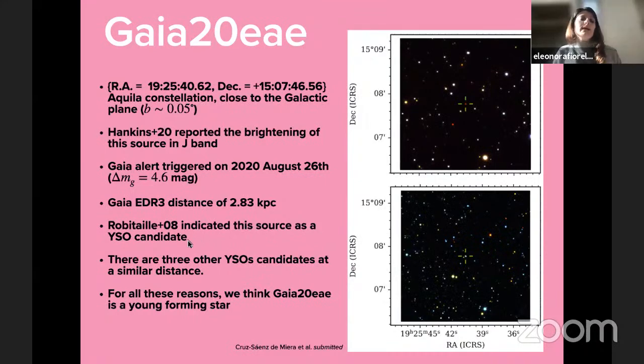But still, looking at the catalog of candidate YSOs by Robitaille et al. 2008, this source is labeled as a candidate YSO, and 3 other sources with similar distances of about 3 kiloparsec are listed in this catalog. So our guess is that maybe there is another star forming region behind the Aquila star forming region, where several new YSOs that Gaia will help us to analyze better lie, and this is one of them.